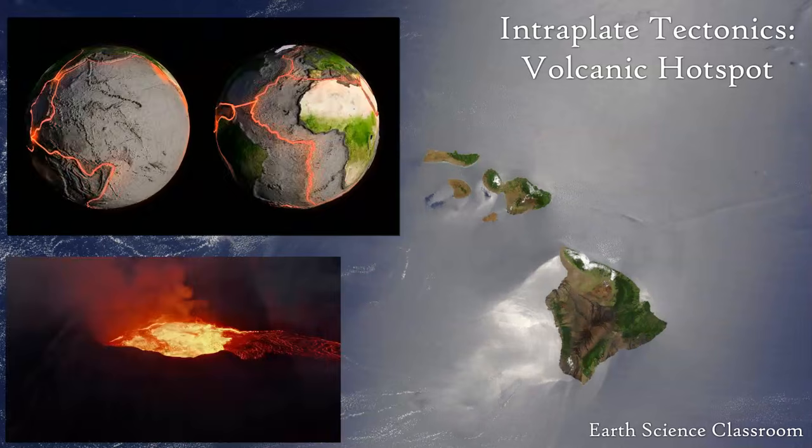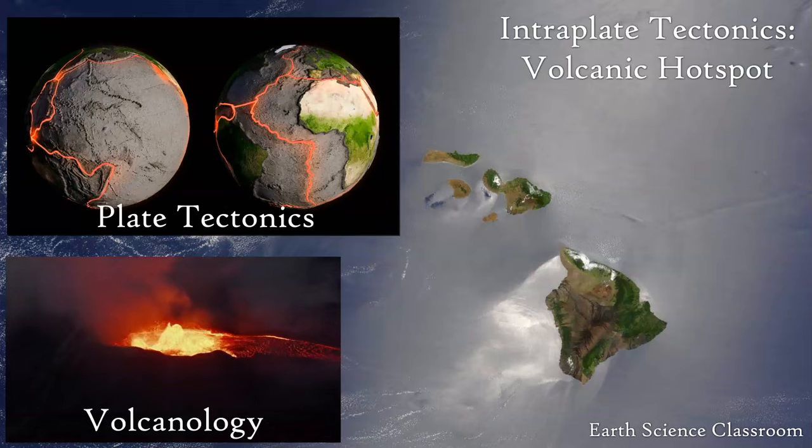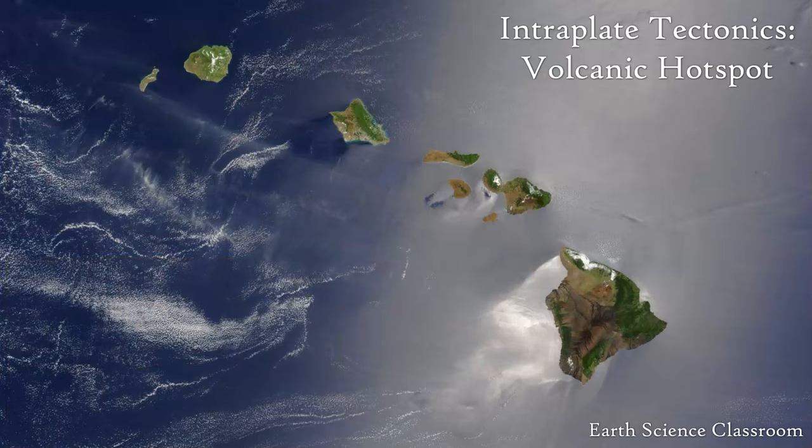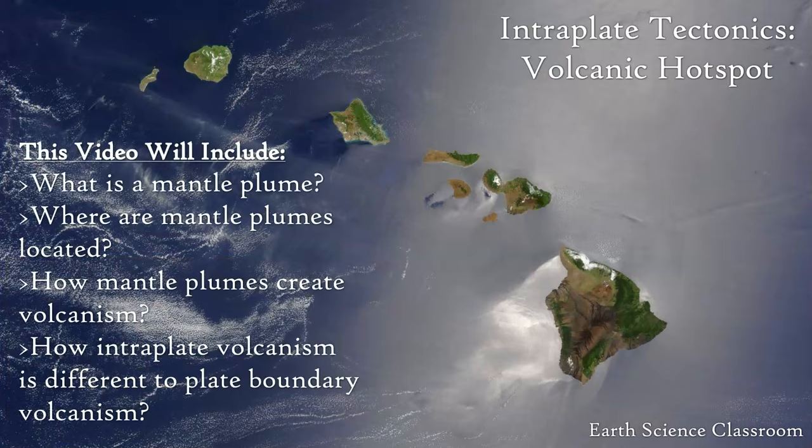So this video is in the playlist for both tectonics and volcanoes. Now we're looking at tectonic hotspots, which are certain locations around the world that have hotter magma material right under the lithospheric plate. And this video is going to discuss what a mantle plume is, where these mantle plumes occur on the Earth, how a mantle plume creates volcanism, and finally how this hotspot volcanism, or intraplate volcanism, is different to volcanoes that form on a convergent plate boundary where one plate is subducting.